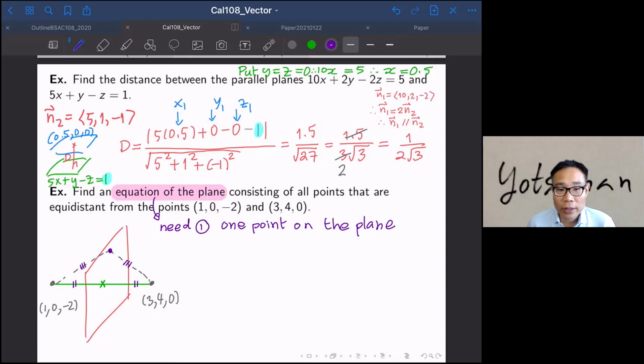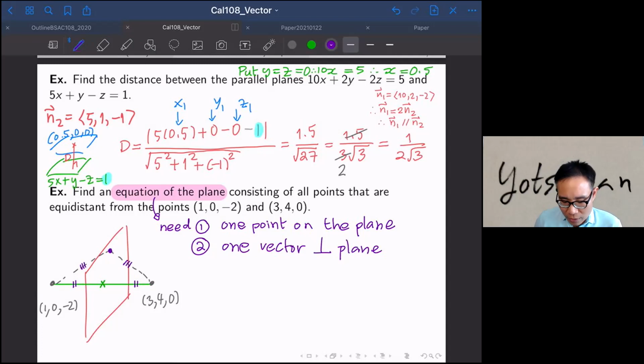Another thing that we need turns out to be the normal vector, one vector perpendicular to the plane. So we need one point on the plane and one vector that is perpendicular to the plane. Do we have them both from this picture that you can see?